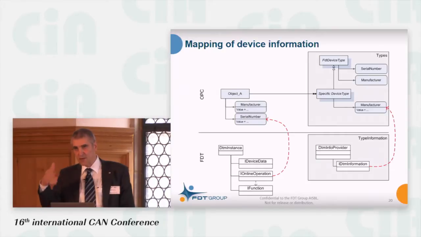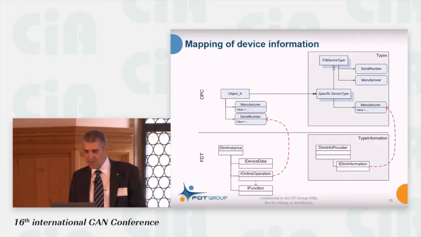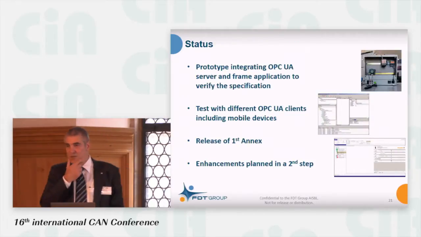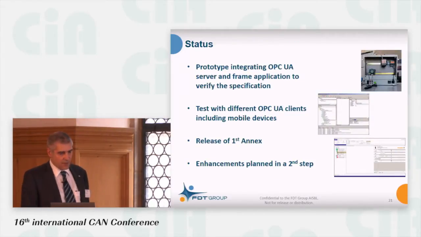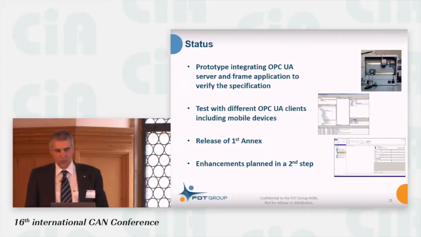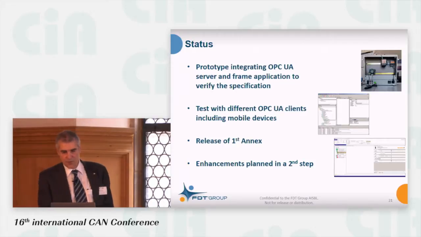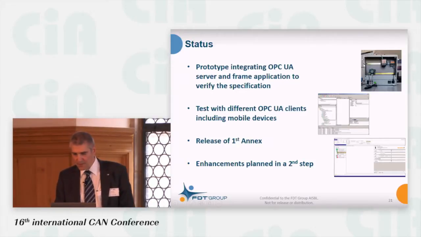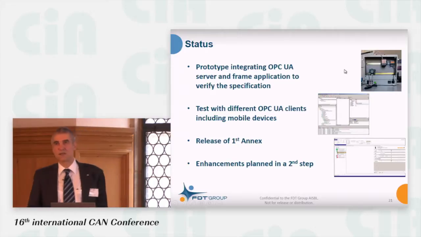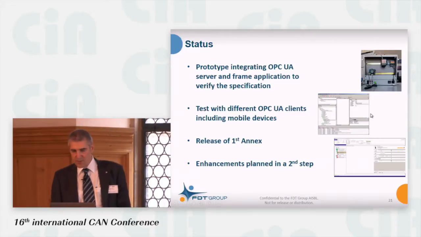And so we have done many of the things to fix this mapping. So where are we today? We did prototyping two years ago, integrating an OPC UA server and a frame application to verify the specification, to see how it works. You see here some prototyping. We had different OPC UA clients where we tested this OPC UA server. You see here two examples.